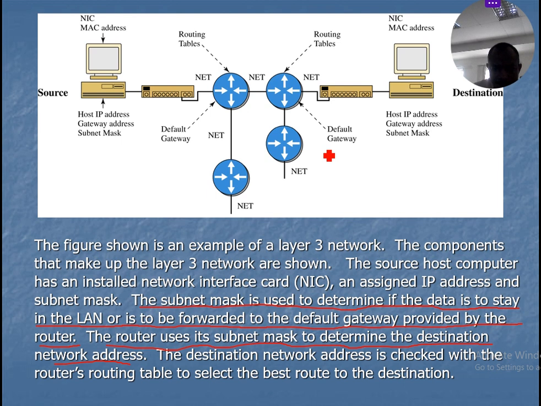Now the router uses its subnet mask to determine the destination network address. We've already established all of this. The destination network address is checked with the router's routing table to select the best route to the destination. So we've established all of this.